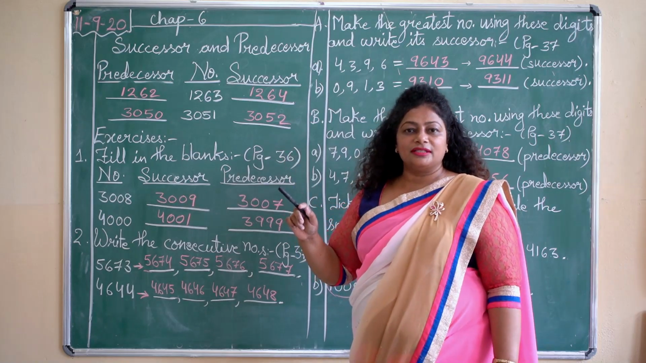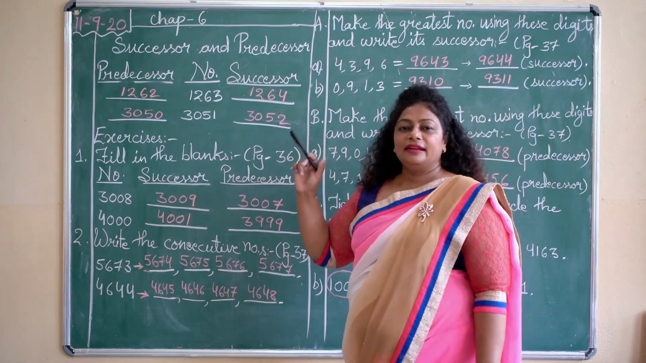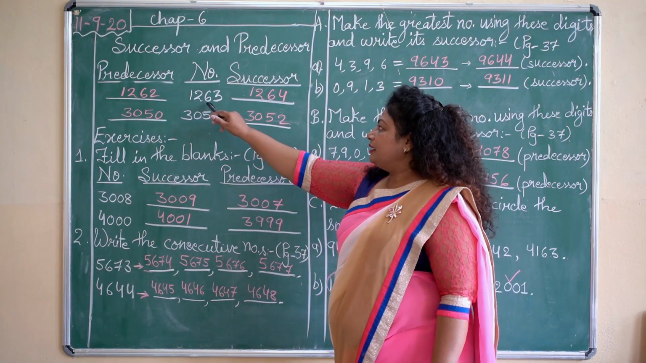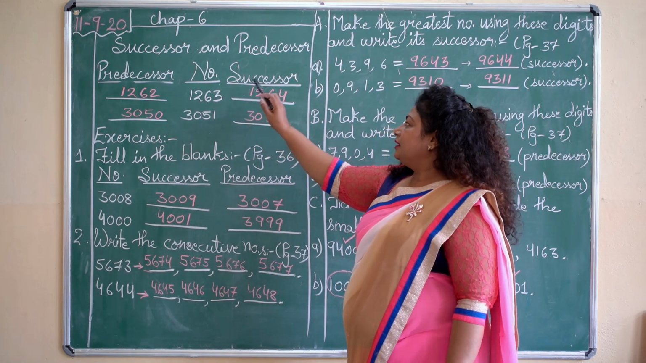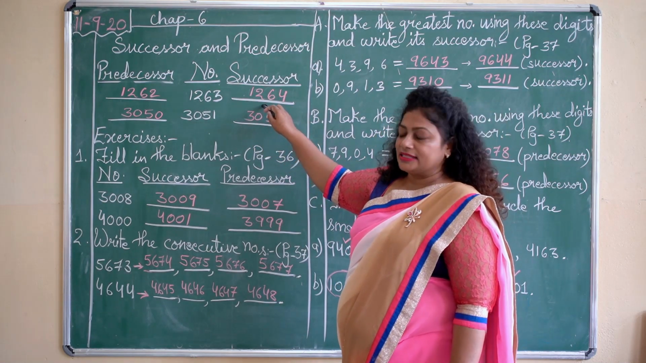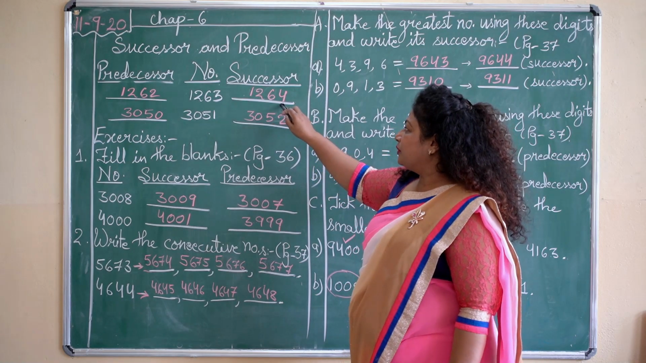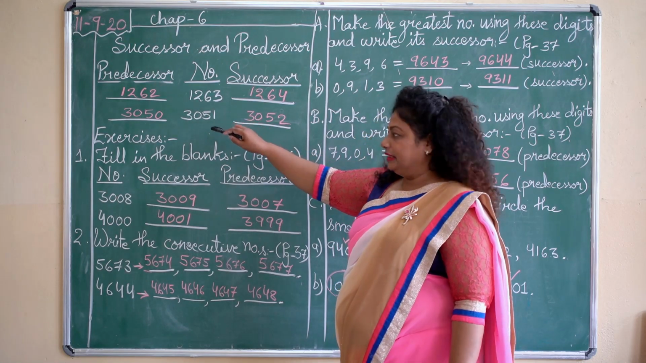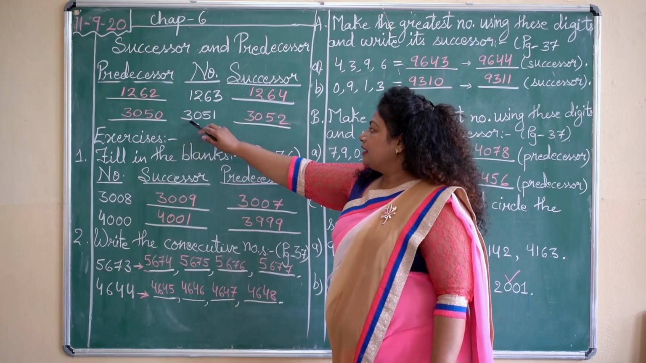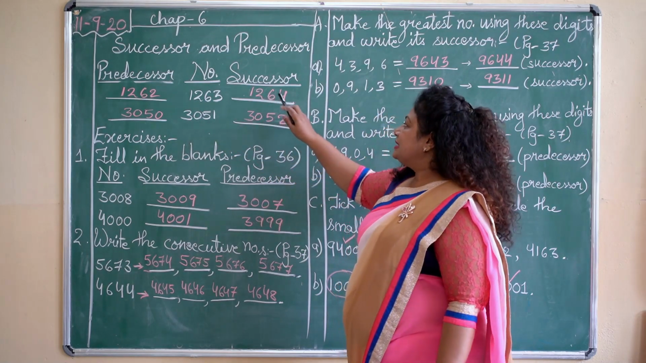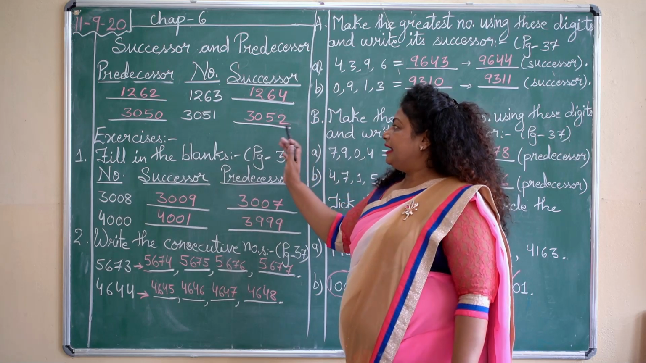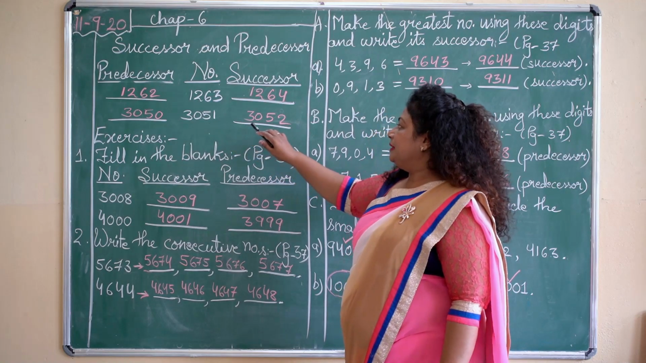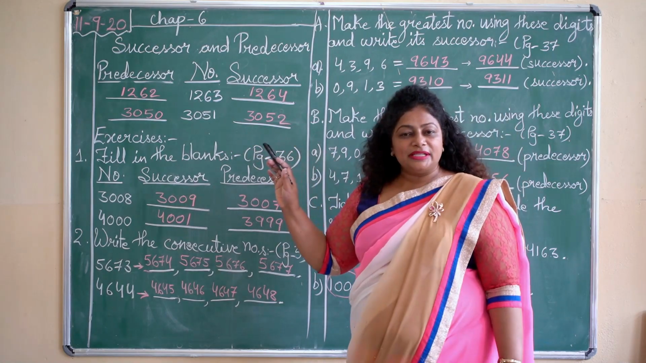In order to understand what is predecessor and what is successor, let us take the example of two numbers. First of all, we'll take the example of 1263. The number after the given number is called successor. That is, 1264 will be the successor of 1263. Similarly, if we take another number, that is 3051, its successor will be the number which will come next to this number. So the next number which will come after this number will be 3052. Now I hope it's clear what is successor.